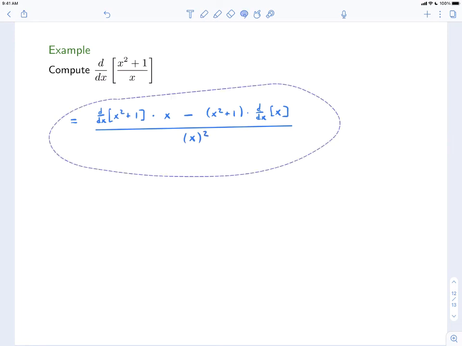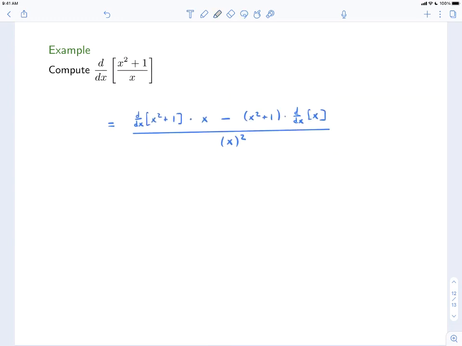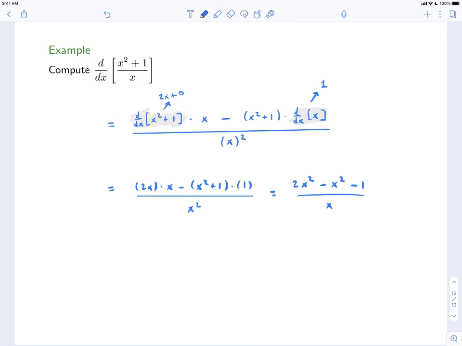And of course we can do these derivatives. Let me just move this over here a little bit. The derivative of x squared plus 1, that's going to be 2x plus 0. And here we have just the derivative of x, so this one is going to be just 1. So we'll end up with 2x times x minus x squared plus 1 times 1, and all of this is divided by x squared, which is equal to 2x squared minus x squared minus 1 over x squared.